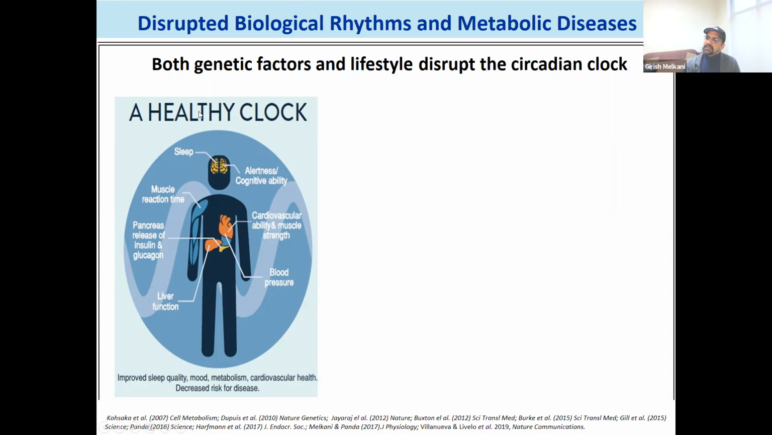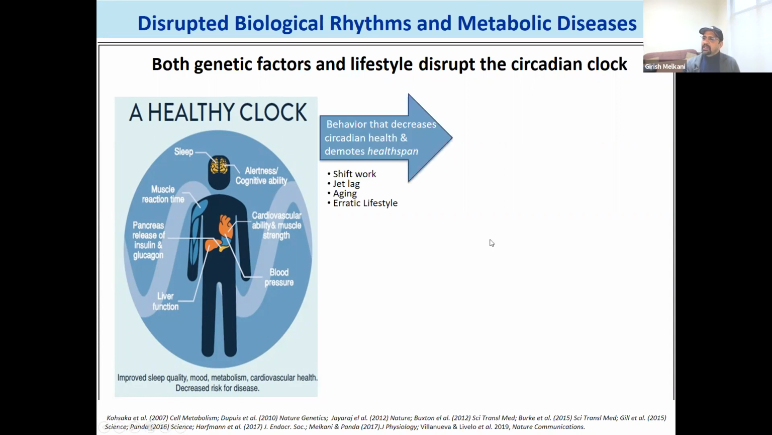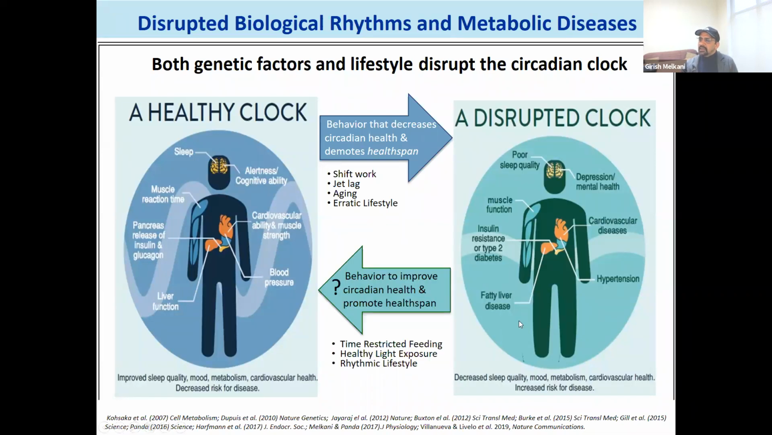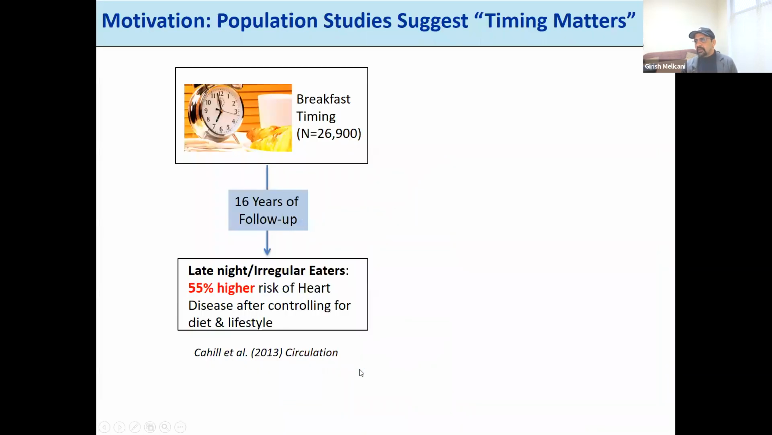Basically, they maintain our physiological activity, but there are some behaviors that can disrupt your circadian clock. Typical examples are jet lag, shift work, aging, and erratic lifestyle. What happens when we have this disruption in circadian clock? It very much affects everything: sleep quality, depression, cardiovascular health, muscle function, you can name it. But the good news is there are some behaviors that we think can fix the circadian clock, and that can promote healthspan. One of these factors that we are working on is time restricted feeding, by maintaining a rhythmic lifestyle and then healthy exposure during daytime. That's also important.